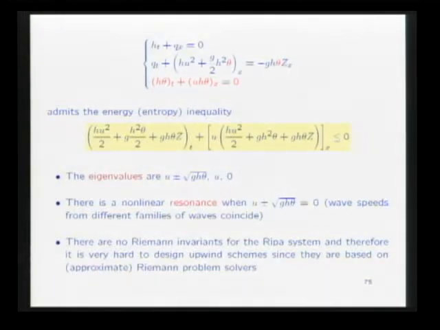So these are the eigenvalues, and we do have a resonance phenomenon. This makes it really complicated if you want to design an upwind scheme based on the Riemann solver. Christophe Berthon and Christian Klingenberg designed a certain approximate Riemann solver, but this is tricky.